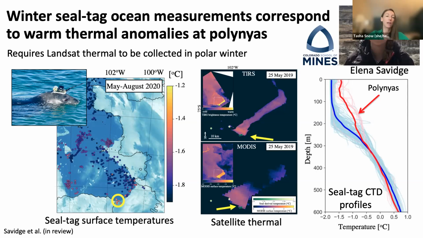So that and ship observations. So Elena Savage is a grad student at Colorado School of Mines who just had her paper accepted that shows that seal tag data, where seal tag data is gathered in wintertime, they can see that warm surface temperatures in the ocean data match up with the thermal anomalies that we see in Landsat and in MODIS.